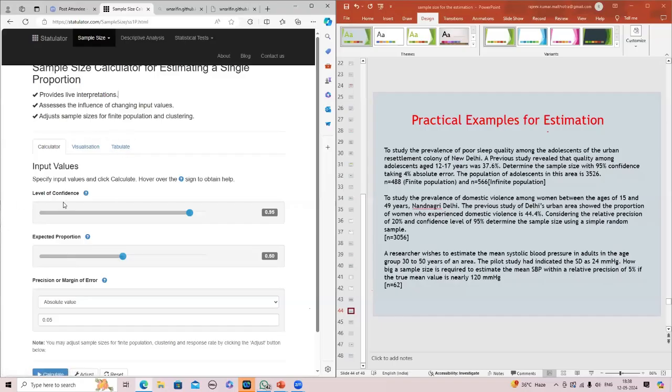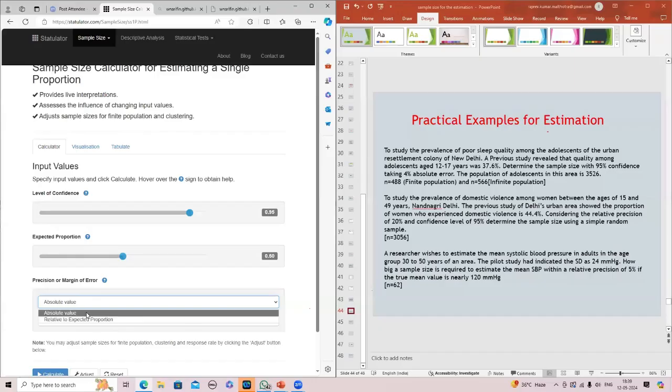For the first input value, you have to give the level of confidence. This is usually fixed at the 95% confidence level. Then you have to give the expected proportion, the proportion that you want to estimate. And then the next is the margin of error. In margin of error, we have two options: margin of error in absolute form and margin of error in the relative form. I have already explained what the absolute form and the relative form are.